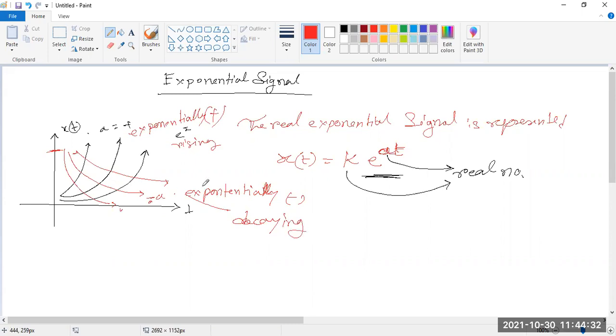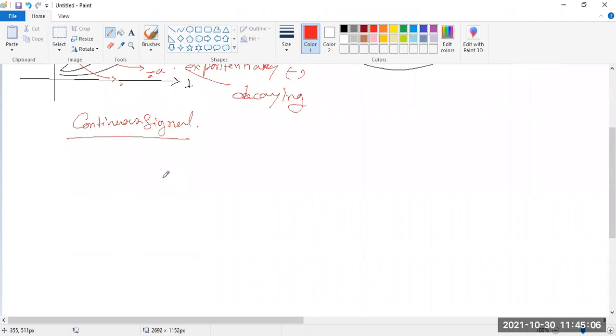Okay, guys, get this point. So this is one type of signal, the exponential signal. You have to learn so many signals, and then you can go for the total application. And now this is for the continuous signal. But if you go for the discrete signal, then this continuous line will not appear.